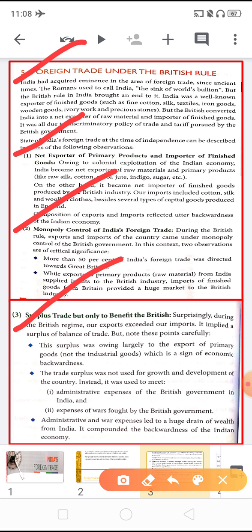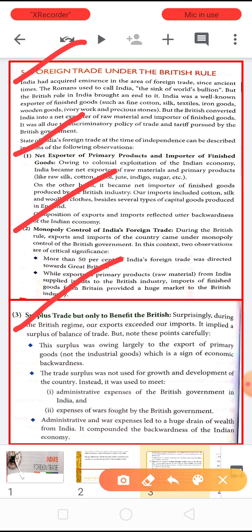Instead, it was used to meet the administrative expenses of the British government in India and the expenses of wars fought by the British government. Children, the trade surplus was not related to the growth and development of India. So administrative and war expenses led to a huge drain of wealth from India. It compounded the backwardness of the Indian economy.